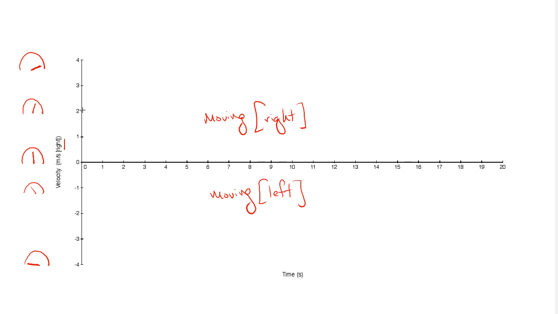For example, this could be an object that's moving to the right and getting faster, and now it's getting slower because the numbers are getting lower, but it's still moving to the right. Now it's not moving at all, and here it's moving to the left and picking up speed. Now it's still moving to the left, but moving slower because we're getting lesser values on the speedometer. Okay, so that's an introduction to velocity time graphs.